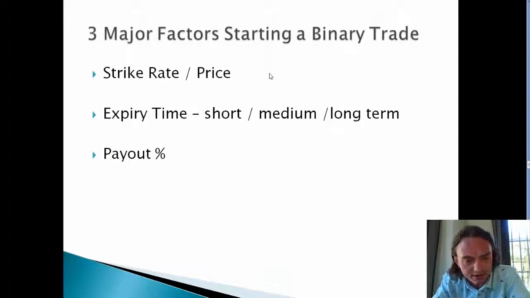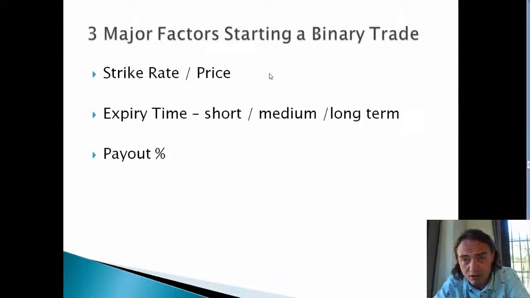So next is payout percentage. The payout percentage is the return on your investment. So if you invest $100 and the payout is 70%, you will be getting your $100 back plus the $70 if you are correct.